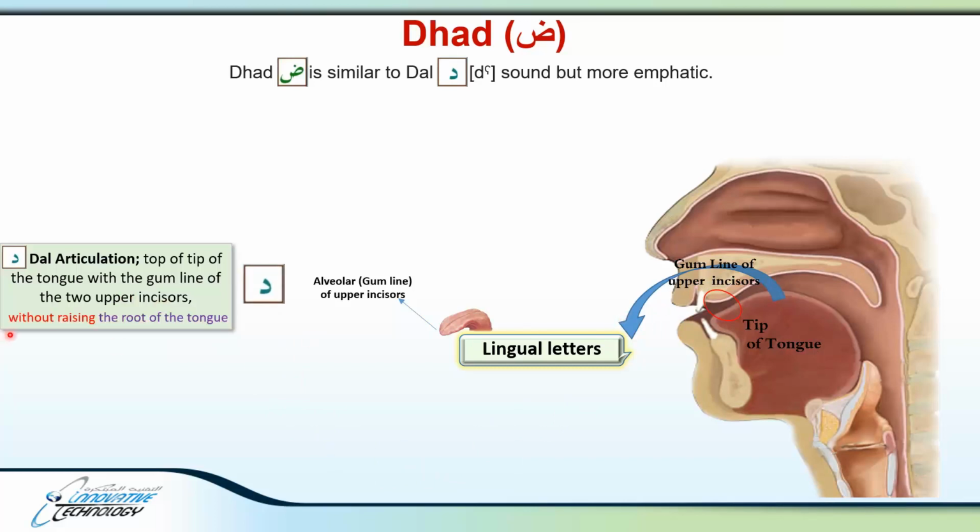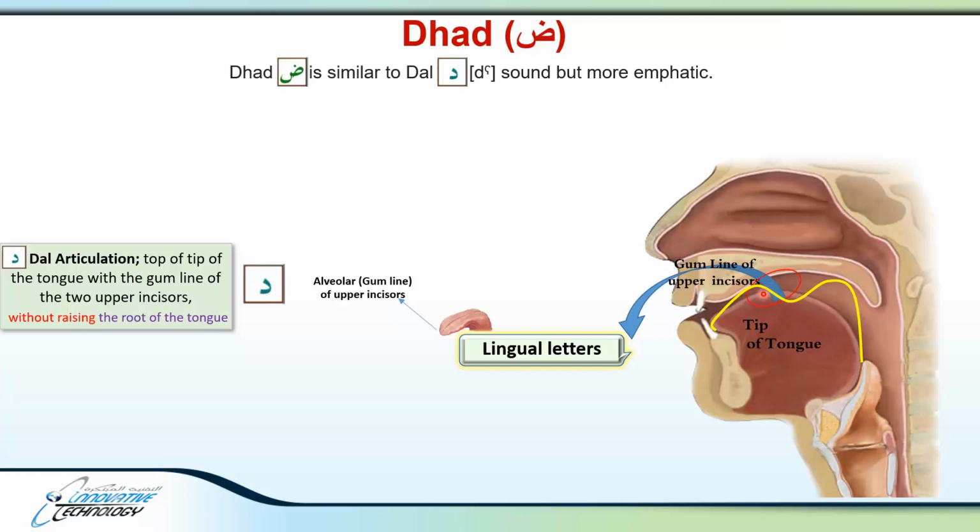Without raising the root of the tongue. The tongue goes up, the tip of the tongue towards the alveolar area behind the upper incisor, and there is no elevation of the back of the tongue. The root of the tongue, this is the root of the tongue, it's not elevated. Now, this is what makes it different from the Dad. Dad has an elevation of the root of the tongue, and the articulation is moved a little bit backward.